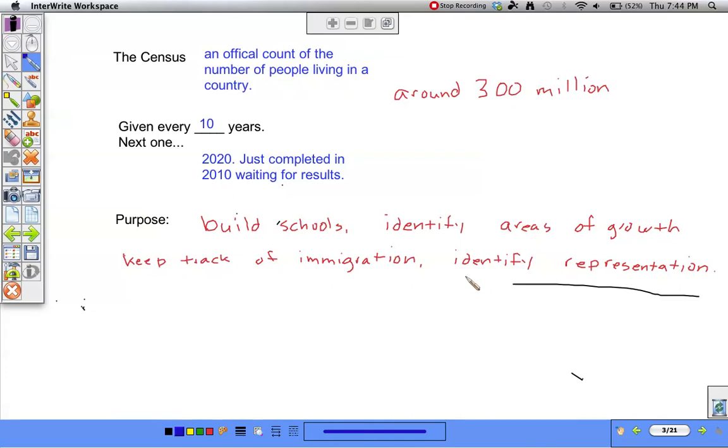Based off the size of your state, that determines how many representatives that you get to the United States House of Representatives. The smallest states get 1. Illinois currently gets 19. And really large states get more, such as California has 55, I believe. So we count the population to determine how many representatives we will get to Congress.